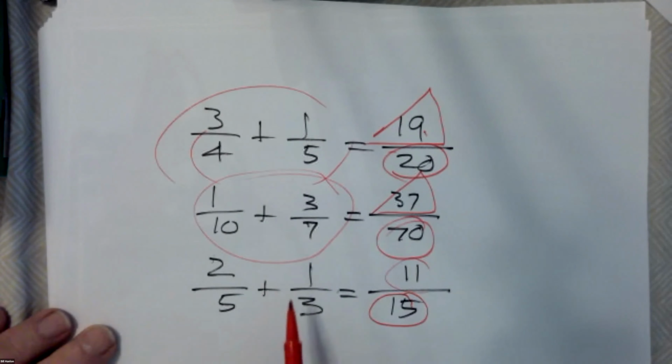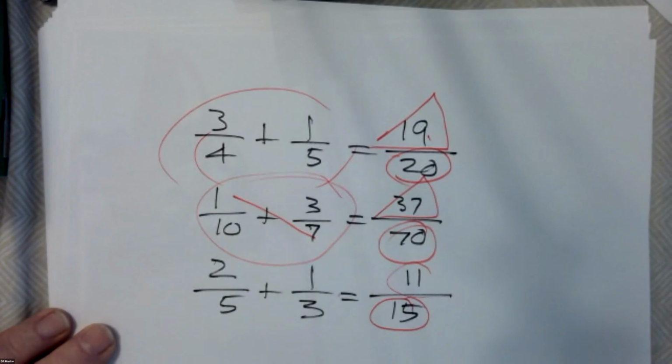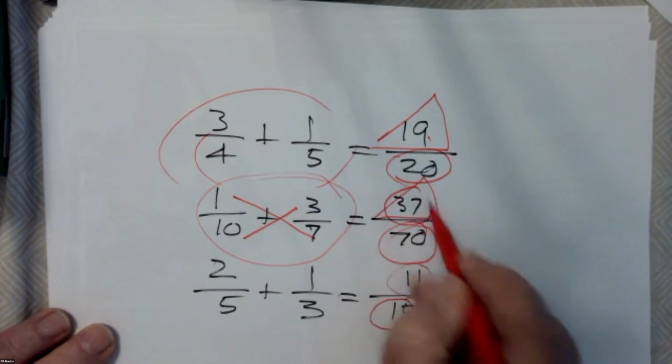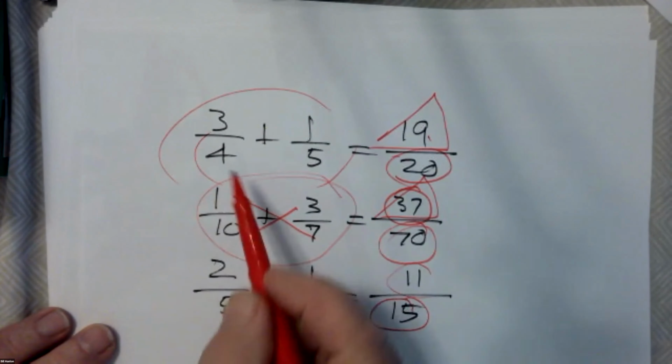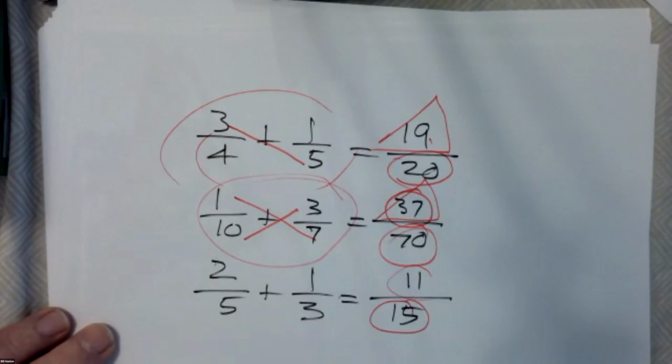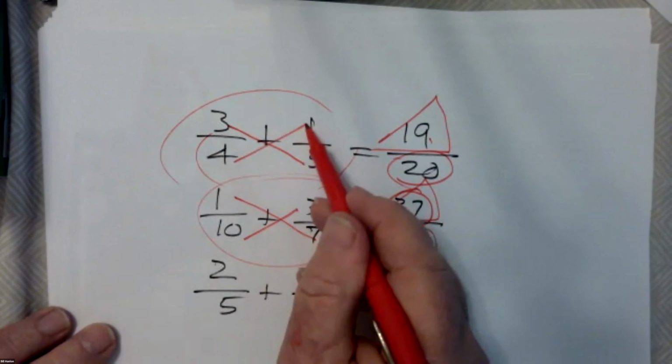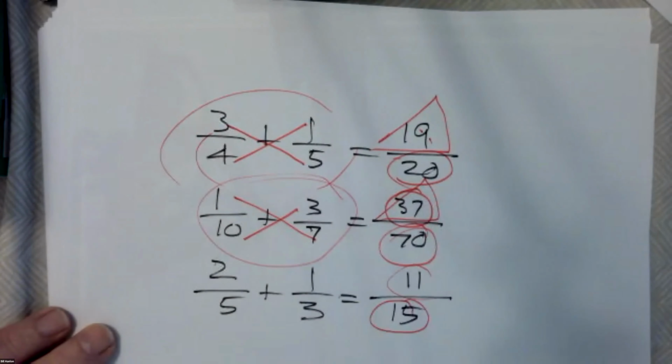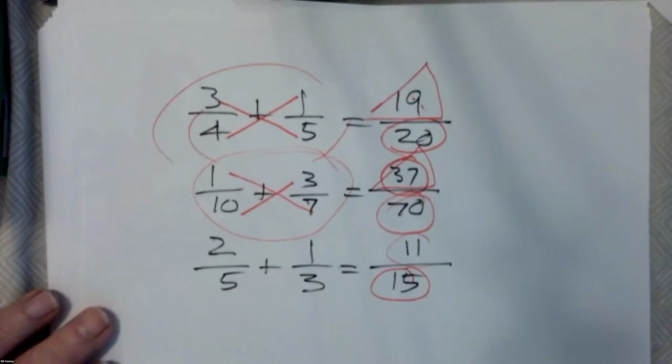And what you start to realize is if I multiply 1 times 7, that's 7. 10 times 3 is 30. Oh my God, that gives me 37. Same thing down here. If I multiply diagonally, 3 times 5 is 15. 4 times 1 is 4. I get 19. Unbelievable how this all works out.